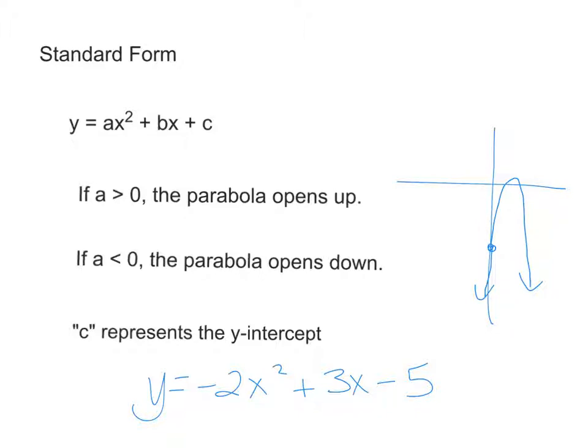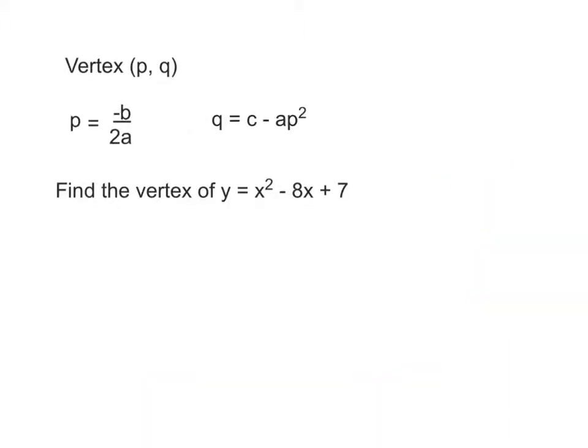Anybody come up with a way to find the vertex without using your graphing calculator? No. That's okay, because I can't even remember it from one year to the next because it's not something that I would ever use. But I am going to show it to you for those of you that know. We know that the vertex is at P and Q when it's in vertex form. To find the values of P and Q, if it's in standard form, P, which means the x value of the vertex, is equal to -b over 2a. And Q is equal to c minus ap squared.